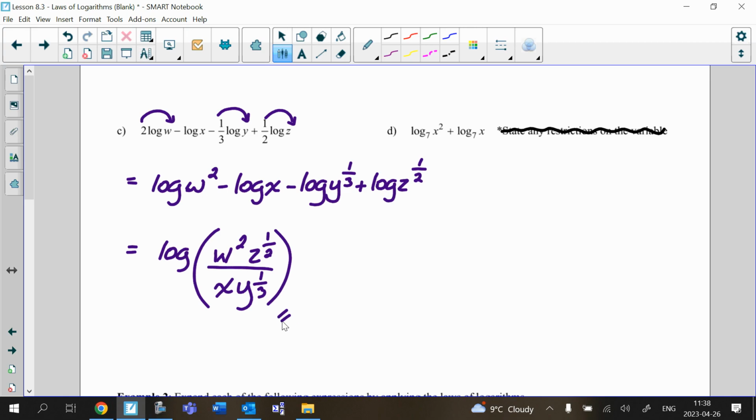For D, well, there's no coefficients in front, so I don't have to pull them into exponents. So all I do is write a single log. What do I do with these two? When we go from addition to, what's that log law? Multiply. So what's x squared times x? That's it. Okay, so that's going from an expanded form to a single log.